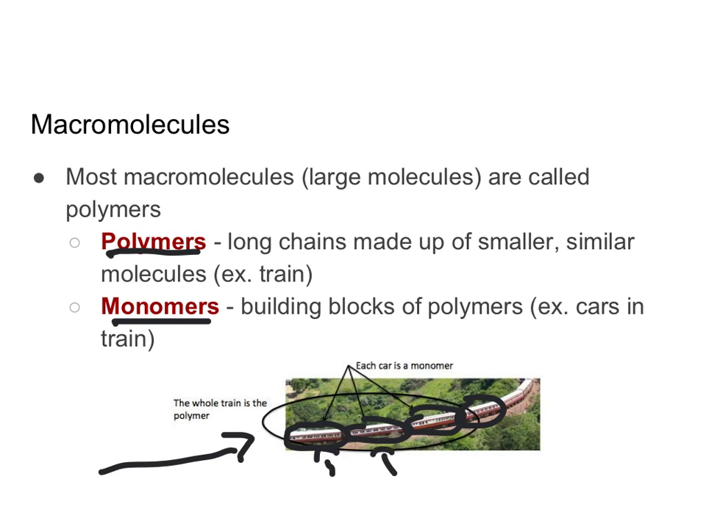Each of these little units, each of the little train cars, is called a monomer. So mono means one, so mono is my one small unit, and poly means many, so a polymer is what you get when you link many repeating units, many repeating monomers, together.